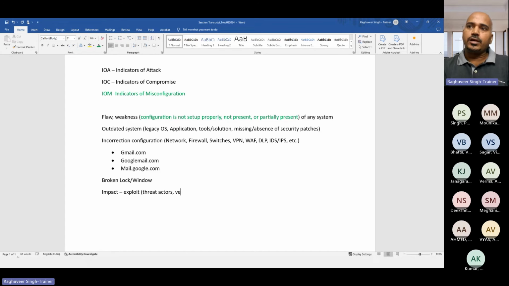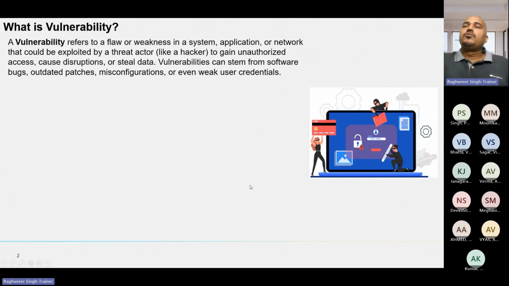There could be threat actors, vectors. Actors basically means hackers. You have different types of hackers, red hacker, black hacker, white hacker. So threat actors will be there, and threat vectors are the methods. They will get activated. So that will get exploited if you do not handle that situation, if you do not fix that vulnerability. So if I want to define vulnerability, that's what I've defined in the presentation here. It says a vulnerability refers to a flaw or weakness in a system, application, or network that could be exploited by a threat actor, like a hacker, to gain unauthorized access, cause disruptions, or steal data. Vulnerability can stem from software bugs, outdated patches, misconfigurations, or even weak user credentials.